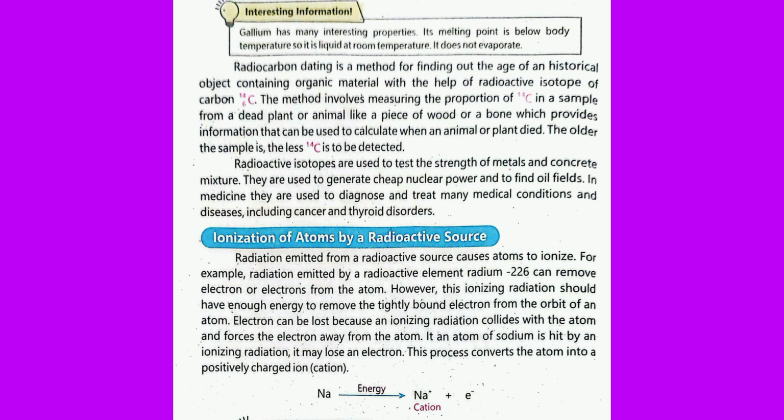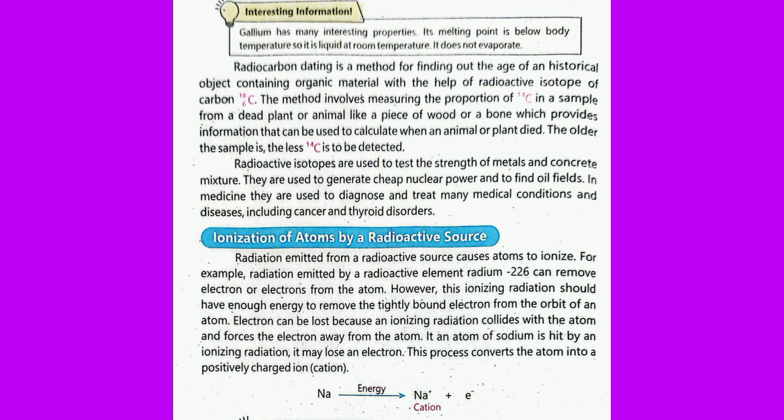Radioactive isotopes are used to test the strength of metals and concrete mixtures. They are used to generate cheap nuclear power and to find oil fluids. In medicine, they are used to diagnose and treat many medical conditions and diseases, including cancer and thyroid disorders.